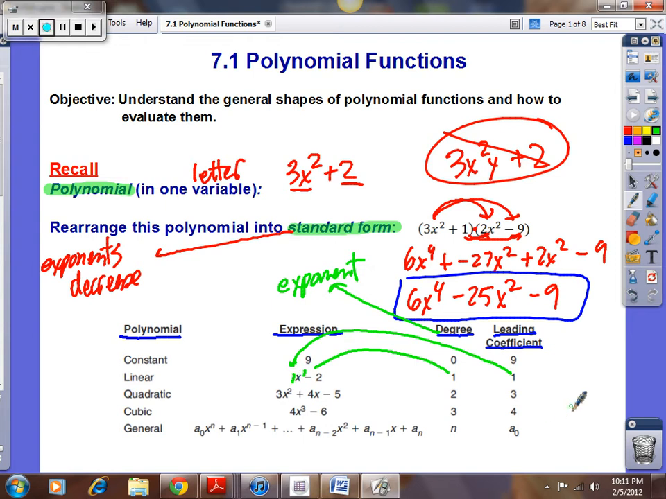So let's look at a quadratic. We just finished up quadratics. 3x squared plus 4x minus 5. The degree is 2 because my exponent is 2. And then the leading coefficient is 3 because that's the number in front of my first term. So hopefully that chart makes sense. Let's go to slide 2.